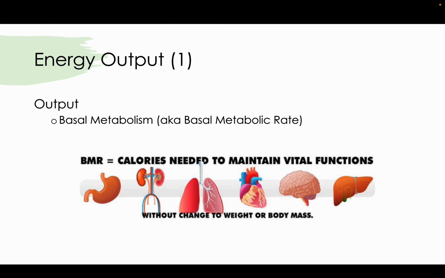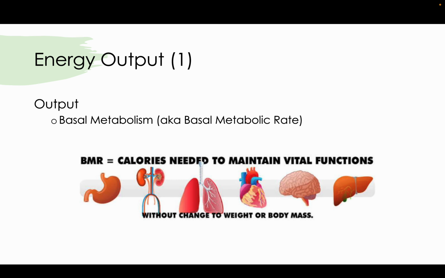So, keeping on the topic of energy output, you should keep in mind the term thermogenesis, which is a metabolic process in which the body burns calories to produce heat. Now, our bodies use energy for three main purposes. The first being basal metabolism, also termed as your basal metabolic rate or BMR.